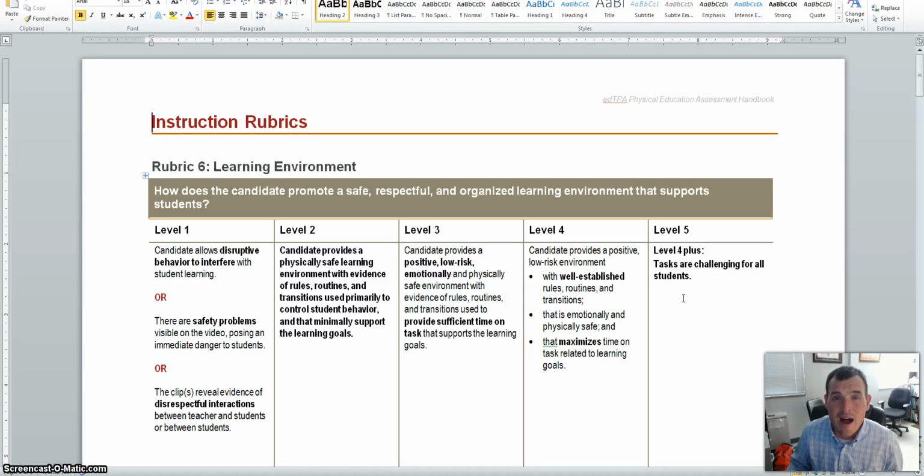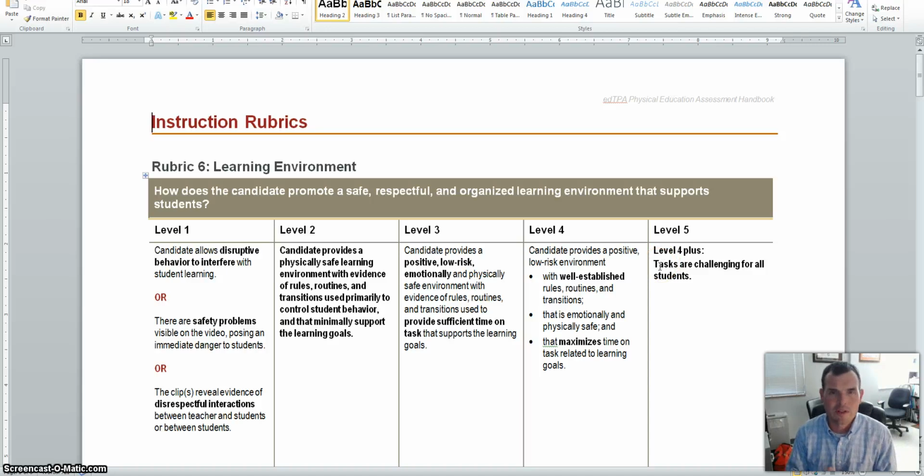To get a level 5, tasks are challenging for all students. So again, we notice differentiation. You have students that are going to be at a normal level. You're going to have some that are really good that need that extra challenge, and then you have some that are lower skilled, which means you need to refine it and make it more appropriate to the level that they are at. So if you're doing that, then tasks will be challenging for all students.